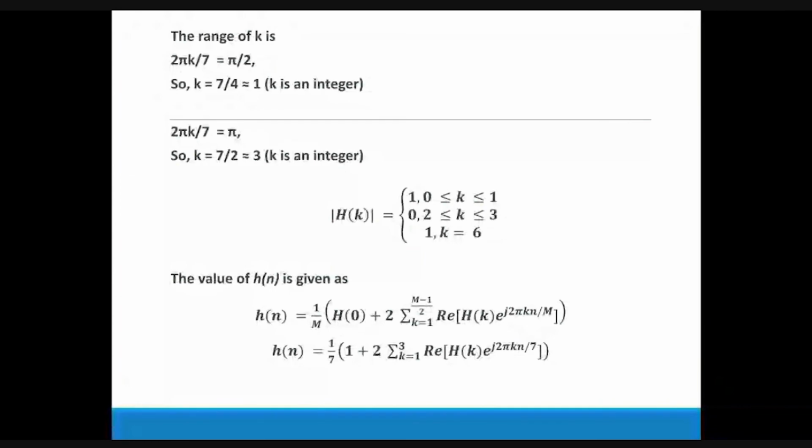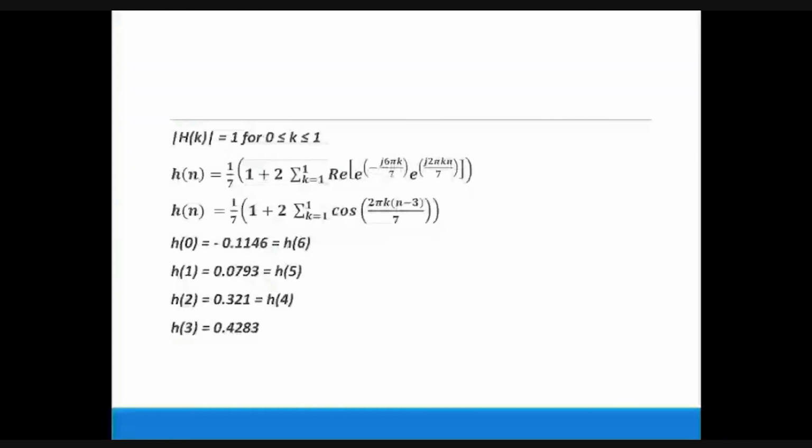Okay, so this is how you can solve, and this is the final answer of this example. We have calculated the samples from H0 to H6. Okay, so with this we are finishing the example based on the frequency sampling method. So we have covered the Kaiser window method and frequency sampling method for the FIR filter design. As far as FIR filter design is considered, we have completed both methods, windowing method and frequency sampling method.